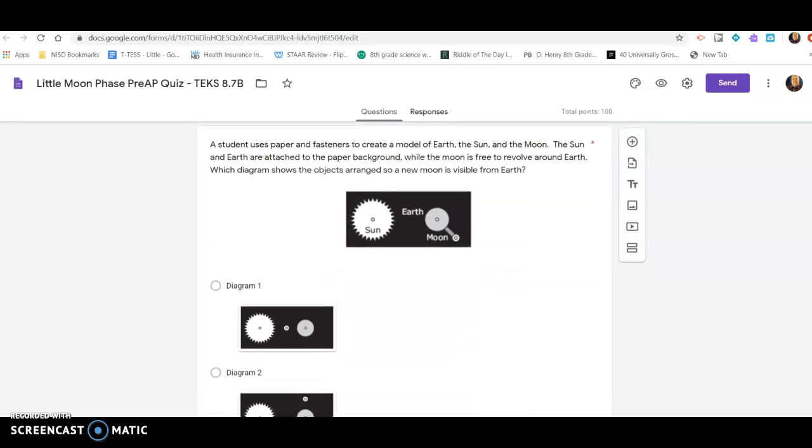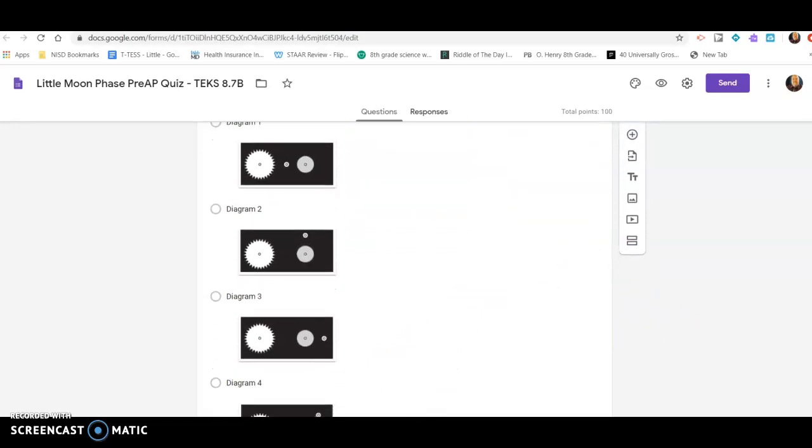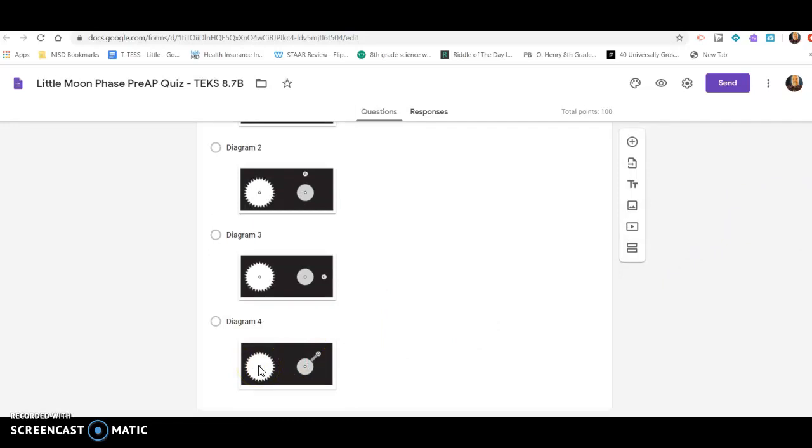Next question. A student uses paper and fasteners to create a model of Earth, the Sun, and the Moon. The Sun and Earth are attached to the paper background while the Moon is free to revolve around the Earth. Which diagram shows the objects arranged so a new moon is visible from Earth? So which of the four diagrams here would indicate a new moon being visible from Earth? Would it be diagram 1, diagram 2, diagram 3, or diagram 4?